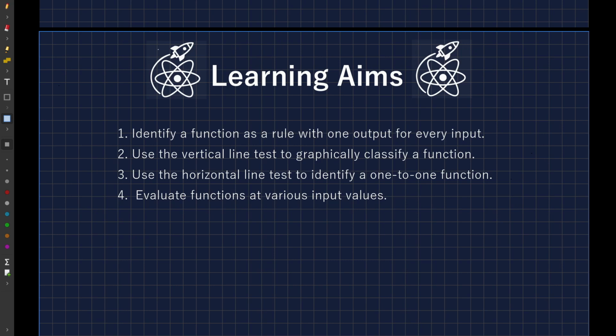So these are the four learning objectives for this video, which I like to call learning aims. The first aim is to identify a function as a rule with only one output for every input. Second, you should know to use the vertical line test to graphically classify a function. Third, you should use the horizontal line test to identify a function as one-to-one. And fourth, you should know to evaluate functions at various input values. Alright, so now that we have learning aims established, let's dive into some practice problems.